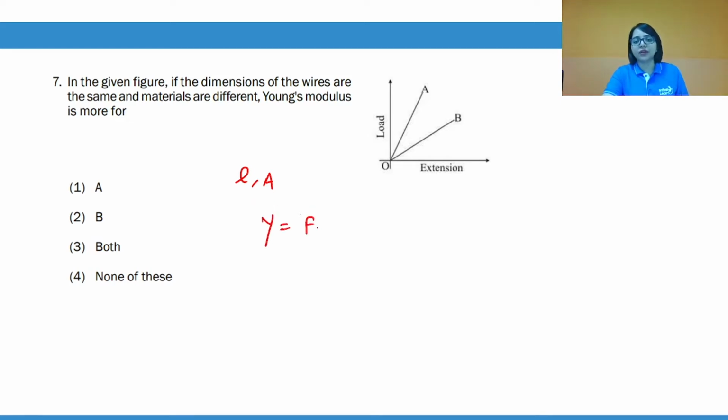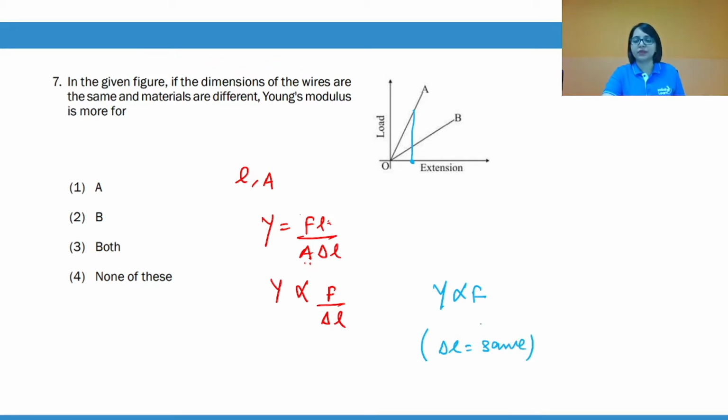Y is equal to Fl upon A delta L, right? L and A are the same for both the wires. So you can see that Young's modulus is directly proportional to F upon delta L, where delta L is the extension in the wire, right? Now, if you keep the extension the same in both the wires, then Young's modulus will be directly proportional to load F if delta L is kept the same, right?